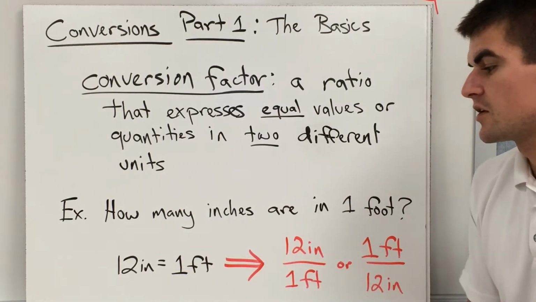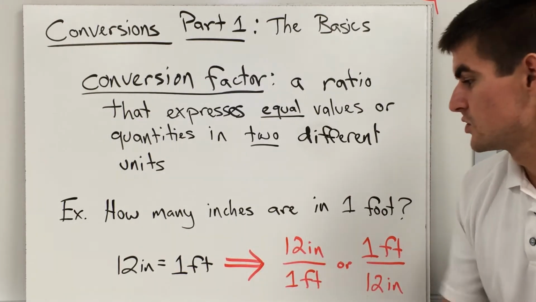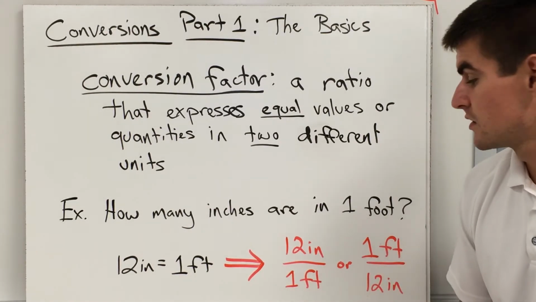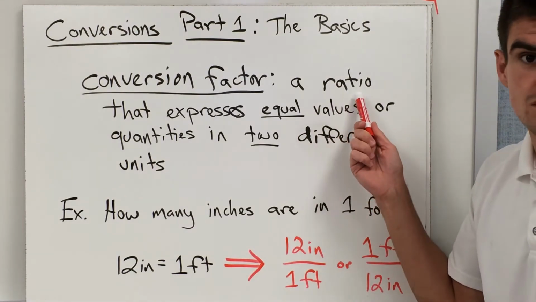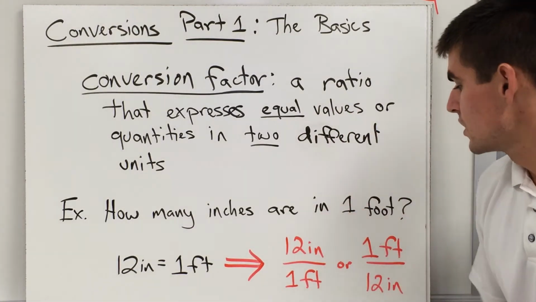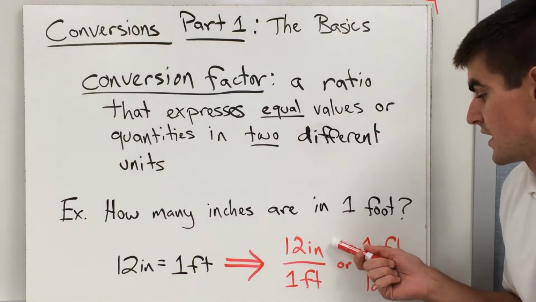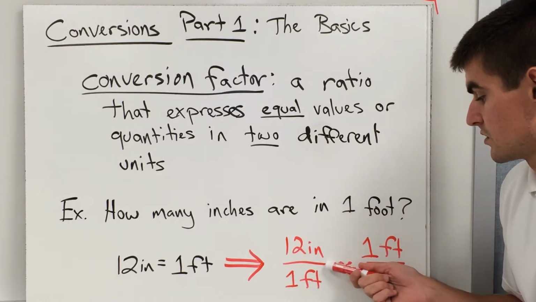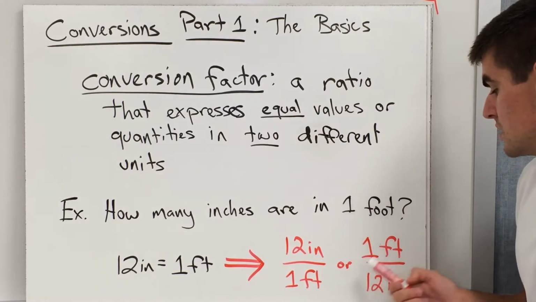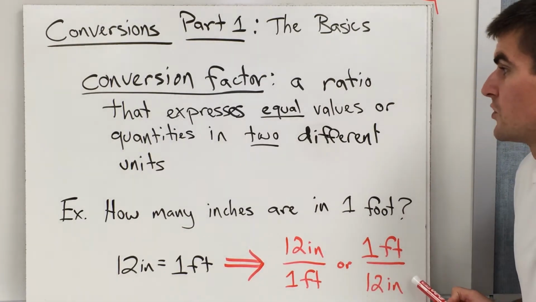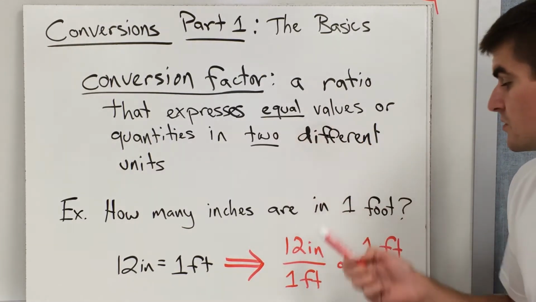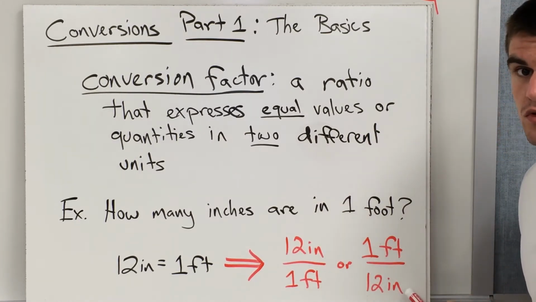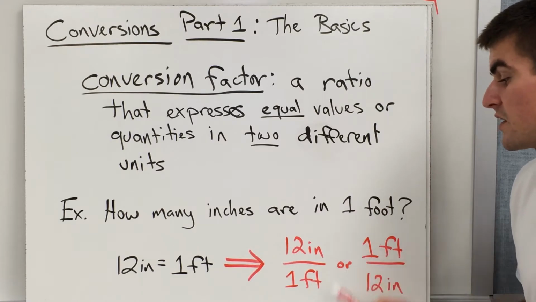But how many inches are there in 1 foot? Well, okay, 12 inches equals 1 foot. How we write that as a conversion factor, we do need to write it as a ratio for what we want to use. So as a ratio, I can write it as 12 inches divided by 1 foot. So a ratio is a fraction. Or the other way. But the whole idea is that they're equal values. So yeah, 12 inches equals 1 foot. 1 foot equals 12 inches.